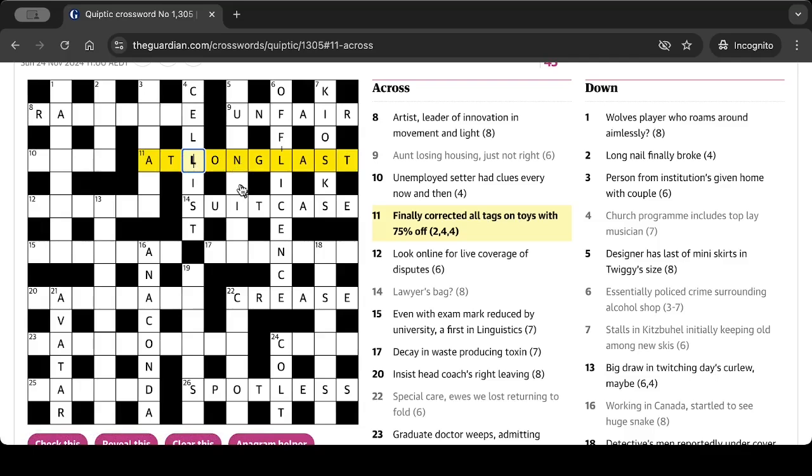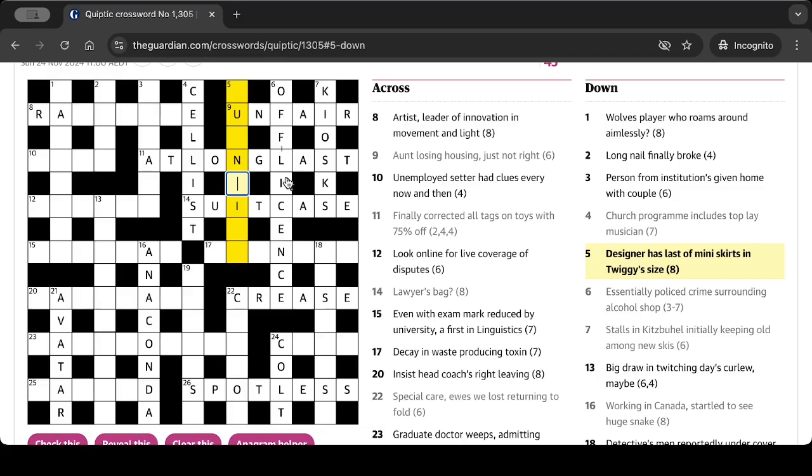Okay, so top right corner's looking a little bit closer. Let's go to 5 down. Designer has last of miniskirts in Twiggy's size. I think Twiggy was a very thin model. So Twiggy's size could be something like 0 or 6. So the straight part could be Twiggy's size, a word that means a very thin size. It could just be size.